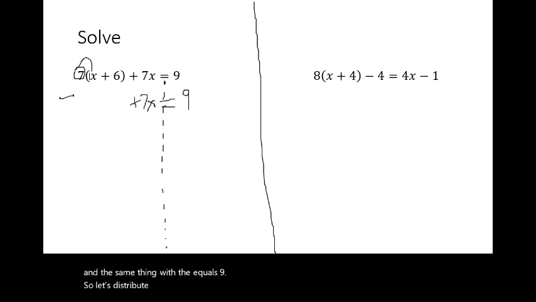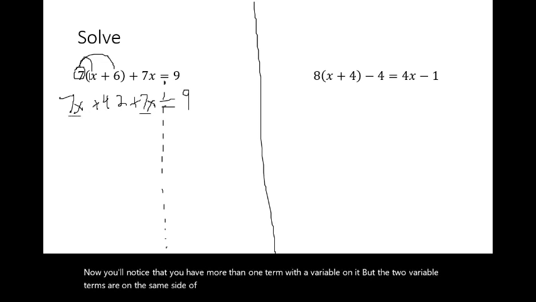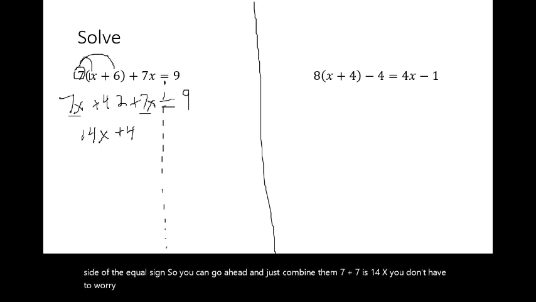7 times 1x is 7x. And then 7 times 6 is plus 42. Now you'll notice that you have more than one term with a variable on it, but the two variable terms are on the same side of the equal sign. This 7x and this plus 7x here, they're both on the left side of the equal sign. So you can go ahead and just combine them. 7 plus 7 is 14x. You don't have to worry about any opposite operations when the two variable terms are on the same side of the equal sign.